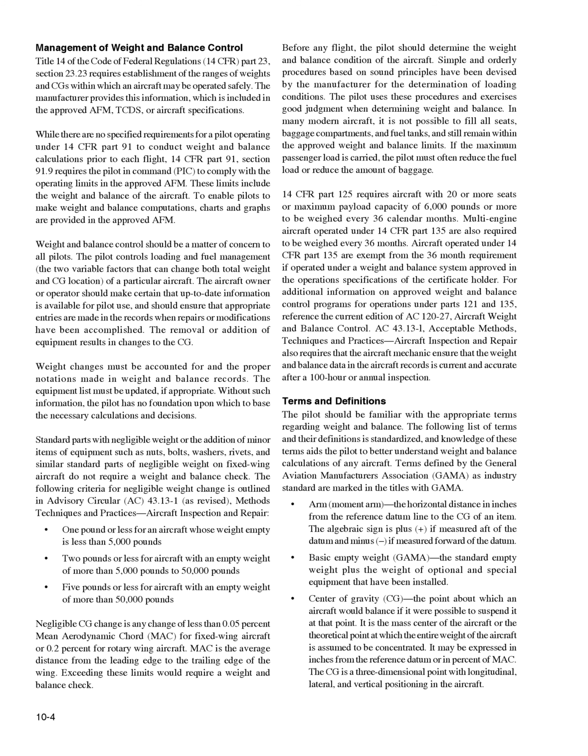Management of Weight and Balance Control. Title 14 of the Code of Federal Regulations, 14 CFR, Part 23, Section 23.23 requires establishment of the ranges of weights and CGs within which an aircraft may be operated safely. The manufacturer provides this information, which is included in the approved AFM, TCDS, or aircraft specifications.